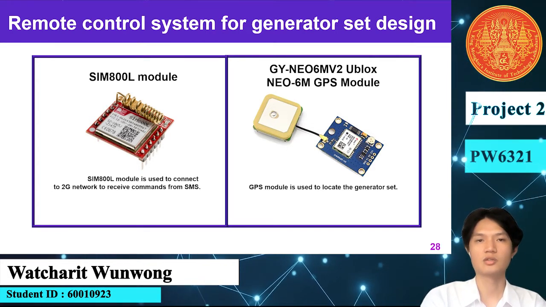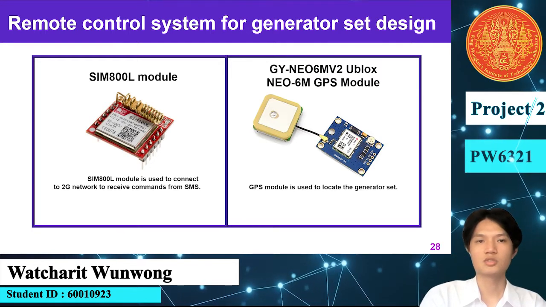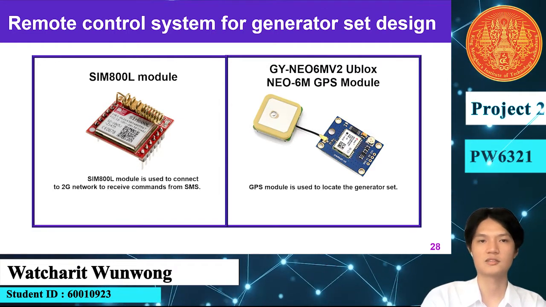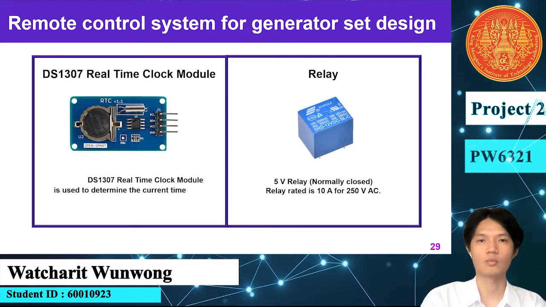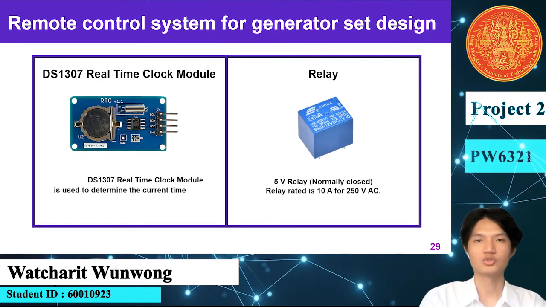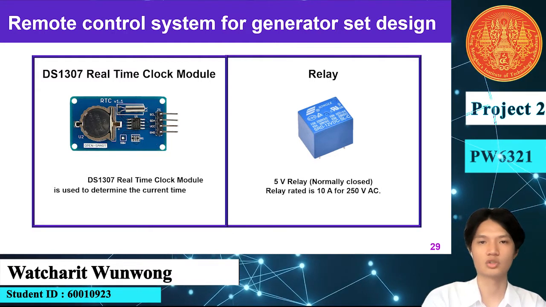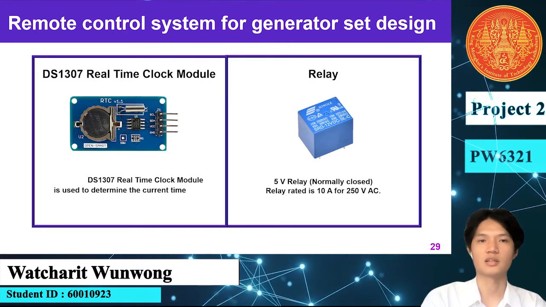This device can be used with a 2G network. And we use a GPS module to indicate the location of the generator set. Next, we use the DS1307 real-time clock module for sending the current time to ESP8266 for processing, and we use a 5V relay, rated at 10 A, to control the generator set.